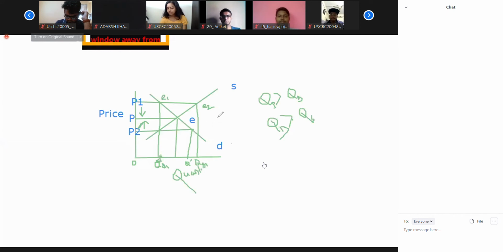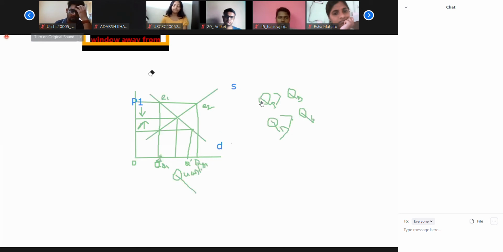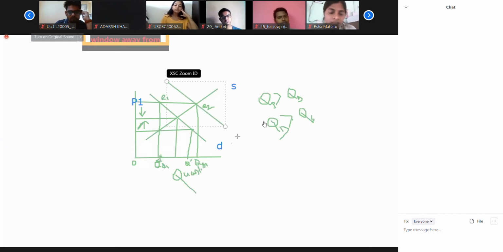For example, suppose the income of the consumer increases. We have to show this by shifting the demand curve to the right. Suppose income has increased in such a way that the demand curve has shifted from D to D1. There will be an increase, shifting up to the right.